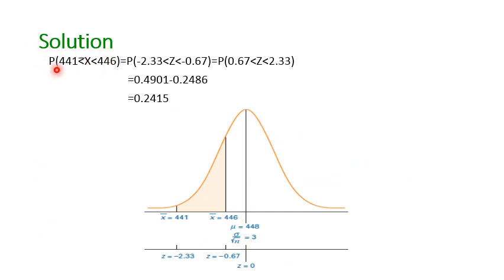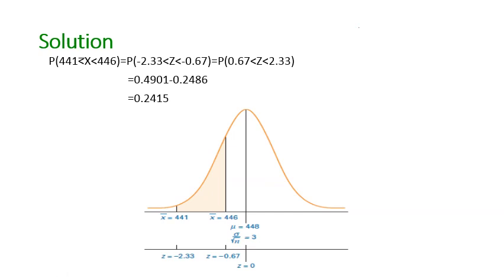Now the probability we need to find in this problem is the probability that x bar lies between 441 and 446. As we said, x bar is approximately normal, so to convert this normal random variable to a standard normal random variable, I will need to subtract the mean of x bar and divide by the standard deviation of x bar. So let's now try to find the mean of x bar and the standard deviation of x bar.